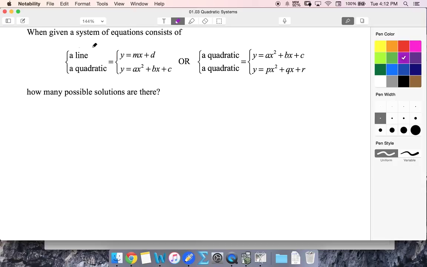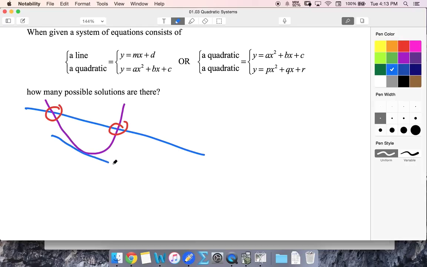So if I've got a system that has a line and a quadratic, that means that, well, I've got a line, so some sort of line, and a quadratic. So let's put in a quadratic. And of course, if I draw them this way, then I've got two solutions. There. But maybe that line was down further and looked something like this.